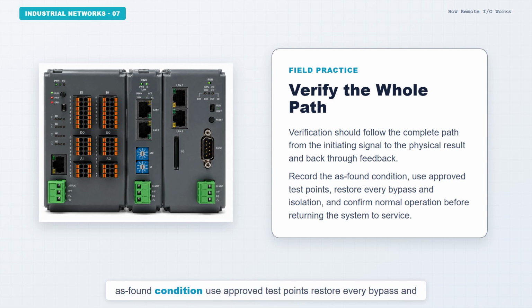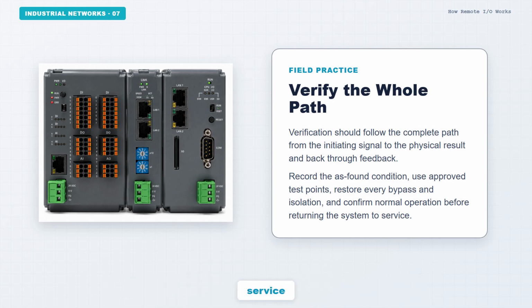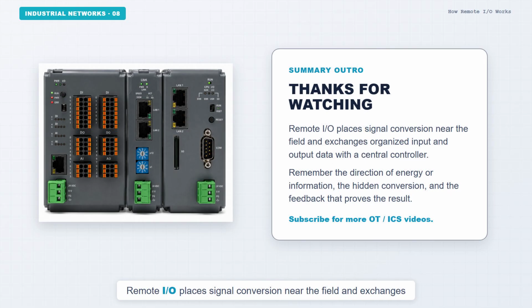Record the as-found condition, use approved test points, restore every bypass and isolation, and confirm normal operation before returning the system to service. Remote I/O places signal conversion near the field and exchanges organized input and output data with a central controller. Remember the direction of energy or information, the hidden conversion, and the feedback that proves the result.